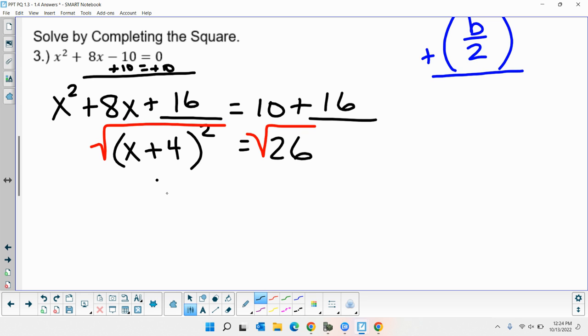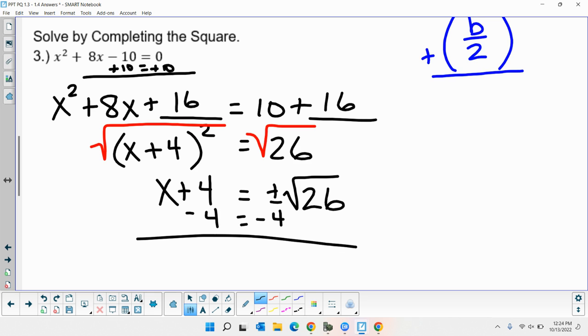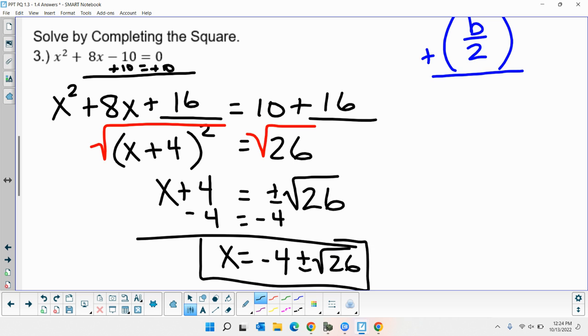So that gives me x plus 4 on the left, plus or minus the square root. Can I simplify 26? Can I do a factor tree and pull out a perfect square? No. So just leave it 26. And then bring the 4 over. Again, they're not like terms, not like radicals, so just write it out. Questions on completing the square? Simple, right?